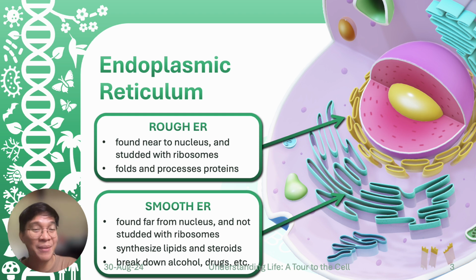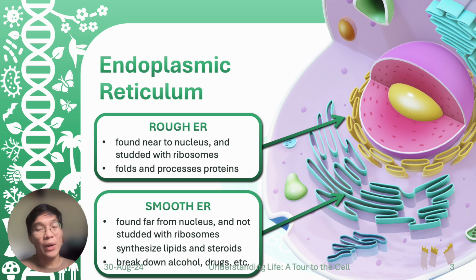the surface. Okay? If it doesn't have ribosomes studded on it, then that would mean that the endoplasmic reticulum is smooth. Again, the difference between the rough and smooth endoplasmic reticulum in terms of structure is that first, the rough endoplasmic reticulum is studded with ribosomes, while the smooth endoplasmic reticulum is not. And the second difference is that the rough endoplasmic reticulum is near or adjacent to the nucleus, while the smooth endoplasmic reticulum is found farther. It's actually nearer to your cell membrane, the boundary of the cell.